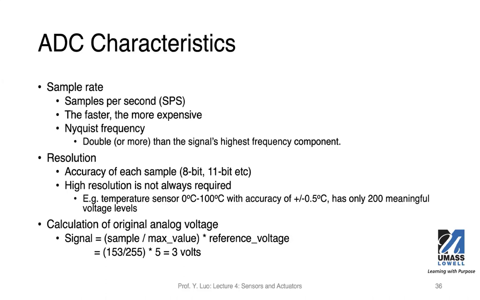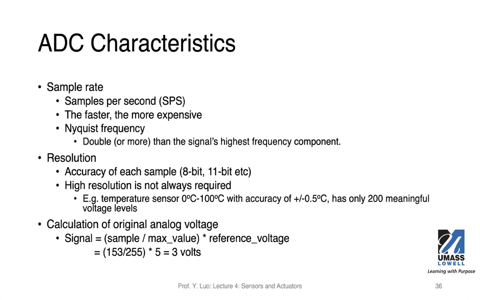In addition to sample rate, we also concern about the resolution of the ADC. Resolution means the accuracy of each sample. We can have 8-bit, 9-bit, 11-bit, 13-bit, etc. The resolution of the sample will determine the granularity of the physical quantity that you can measure. Higher resolution is, of course, good, but it's not always required.